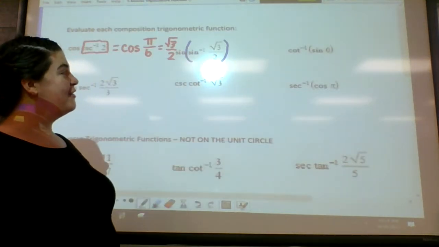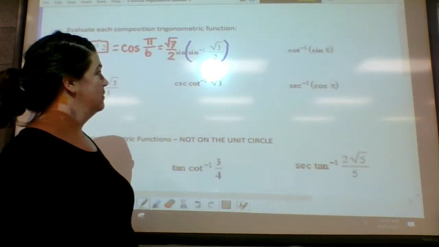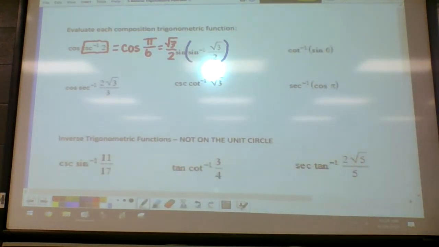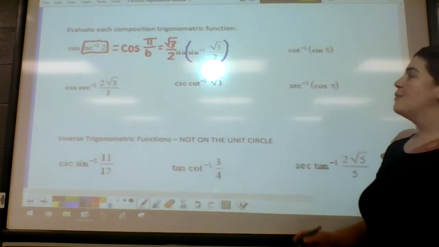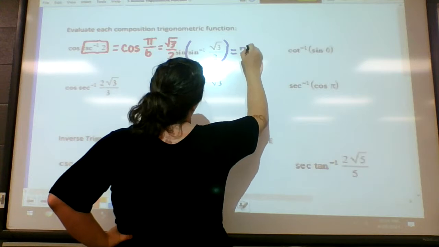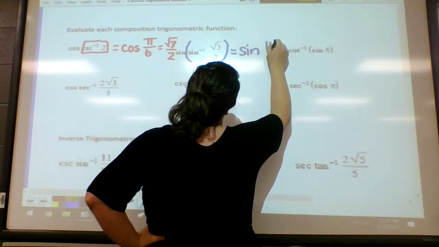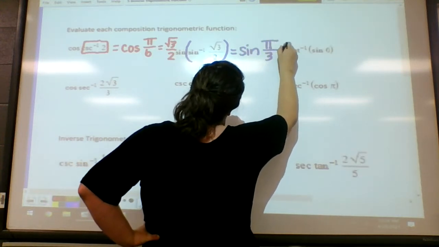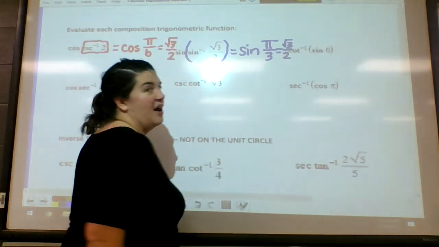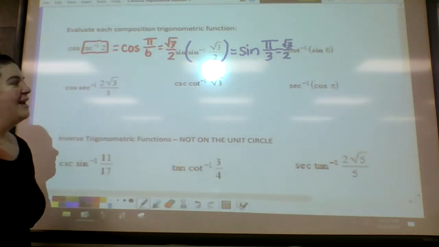So where is sine inverse square root of 3 over 2? That happens at pi over 3. So then what we're saying is this value inside the parentheses is pi over 3. So now we need to find the sine of pi over 3, which is equal to square root of 3 over 2.